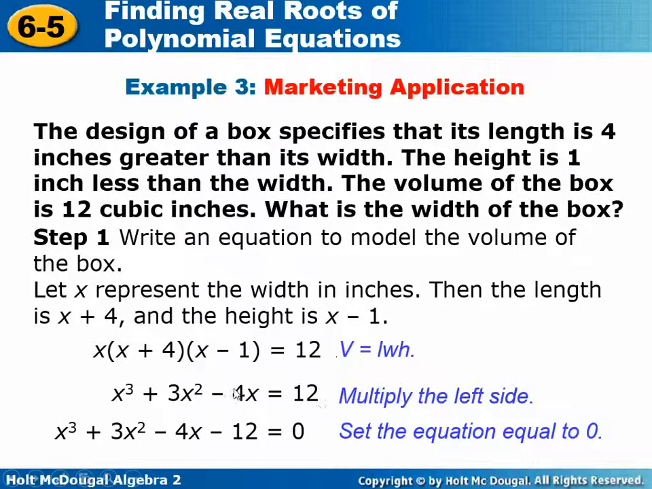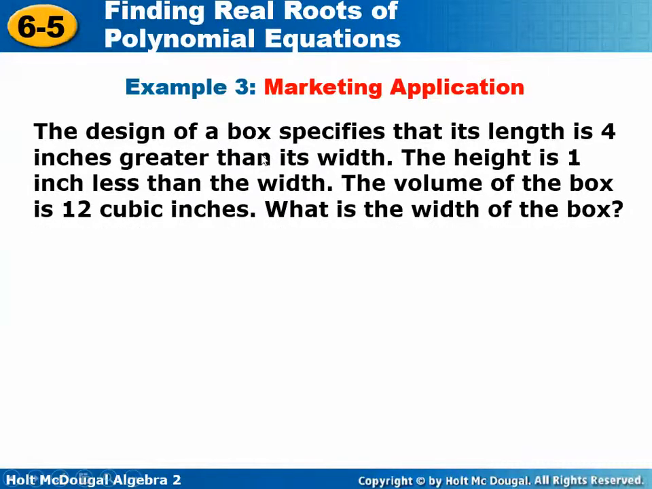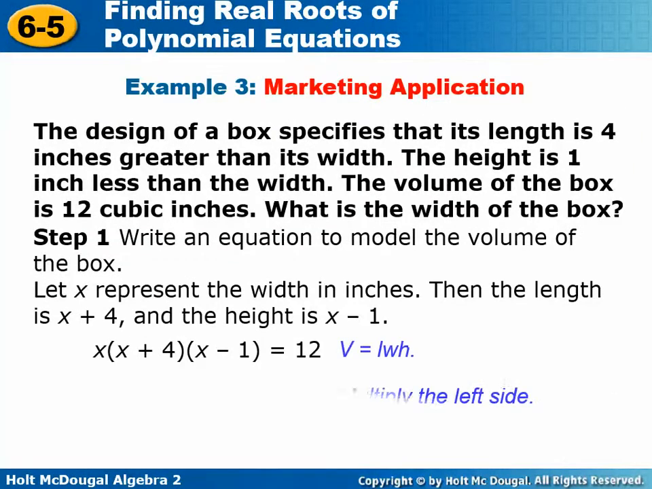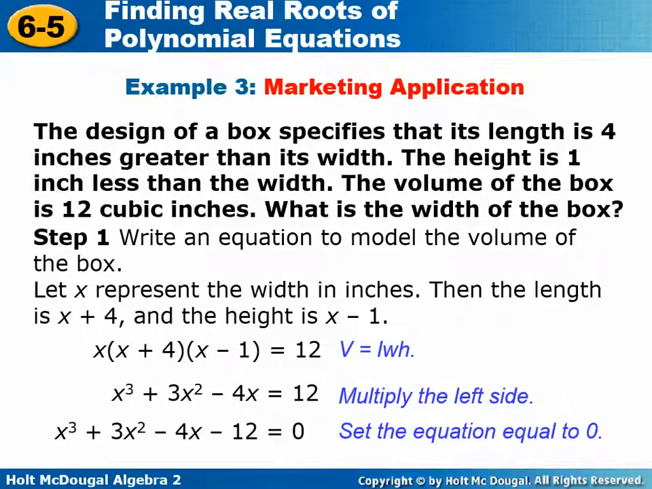Plus it's equal to 12, and we had to subtract 12. Okay, so here's how you're going to decide this. The theorem says this. It says that you're going to take the constant term divided by the factors of the constant term divided by the factors of the leading coefficient. So the constant term is negative 12. And the factors of negative 12 are plus or minus 1, plus or minus 2, plus or minus 3, plus or minus 4, plus or minus 6, and plus or minus 12. Those are all the possible factors of negative 12.